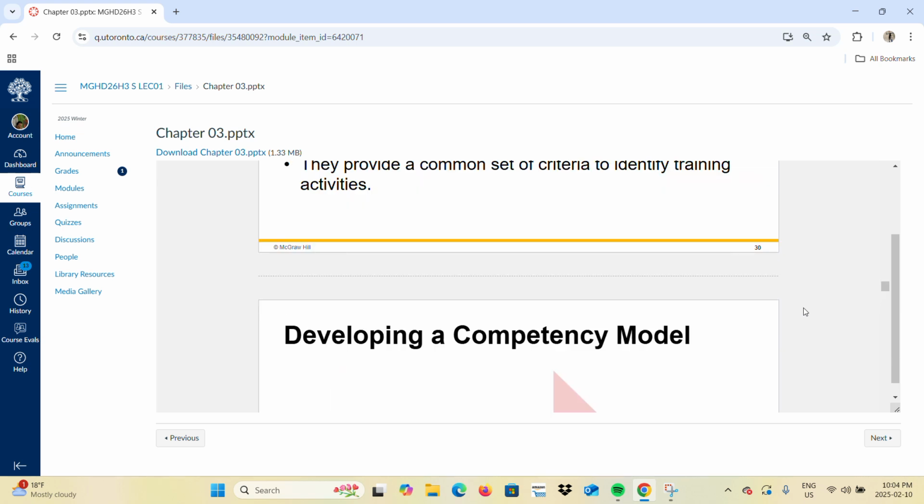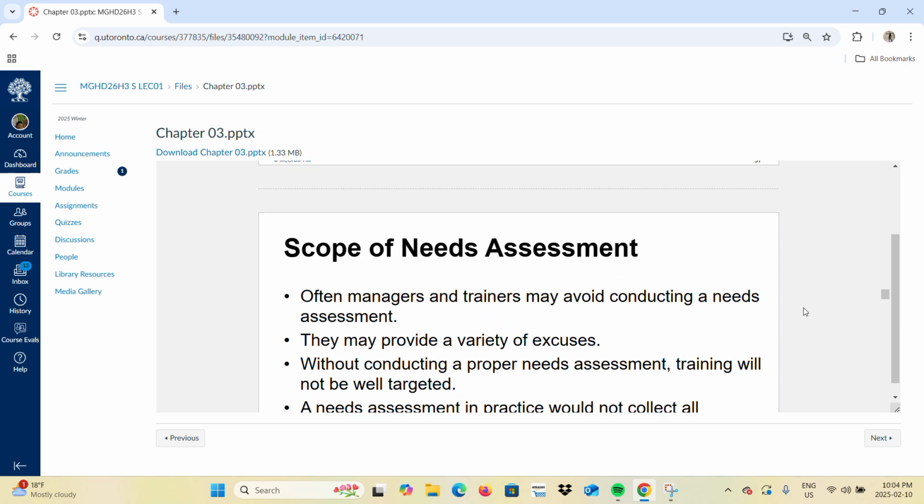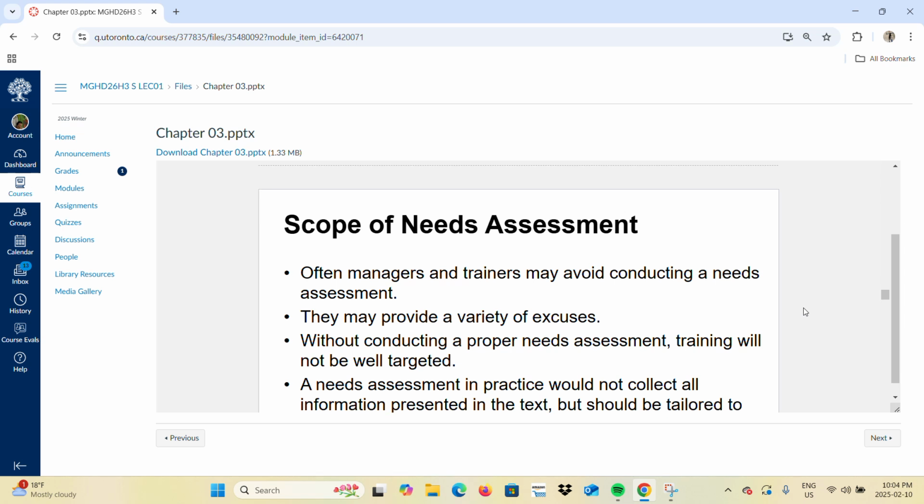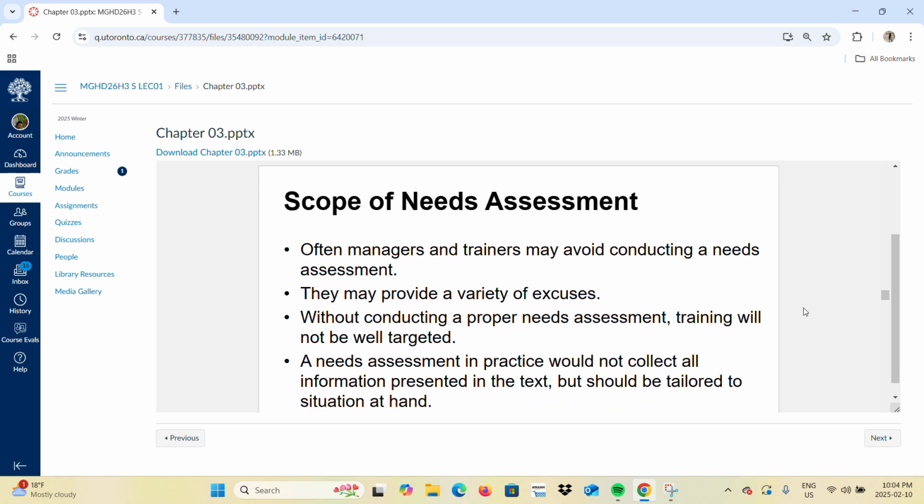Developing a competency model. So, the scope of the needs assessment. Often managers and trainers may avoid conducting a needs assessment. They may provide a variety of excuses. It costs too much. I ain't got the time for this. A lot of other stuff. Without conducting a proper needs assessment, training will not be well targeted and may just be wasted overall.